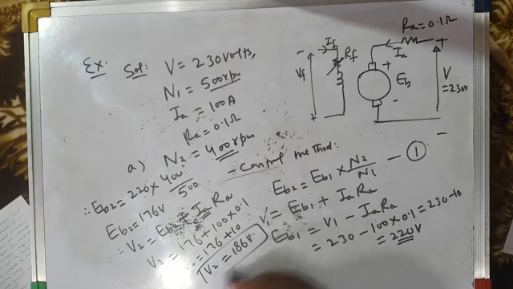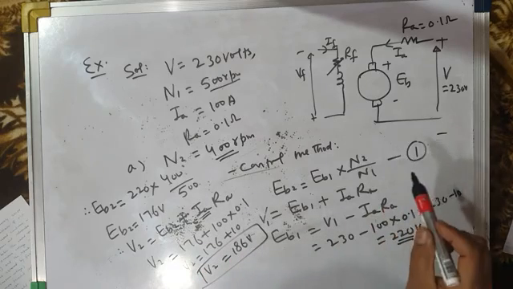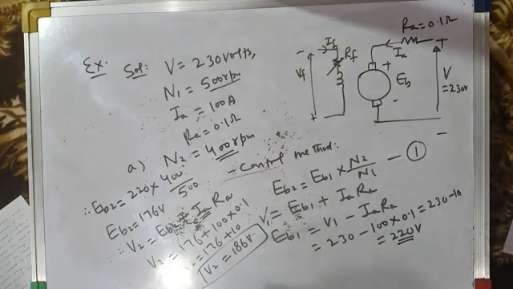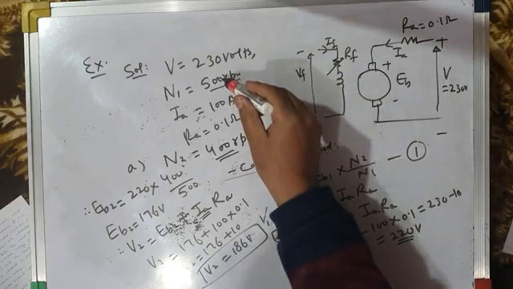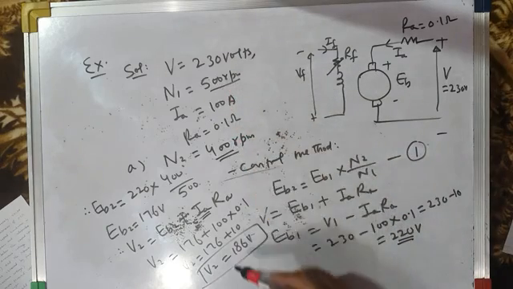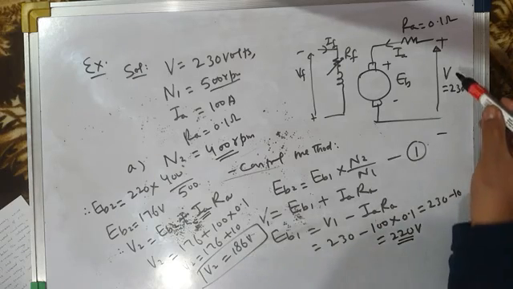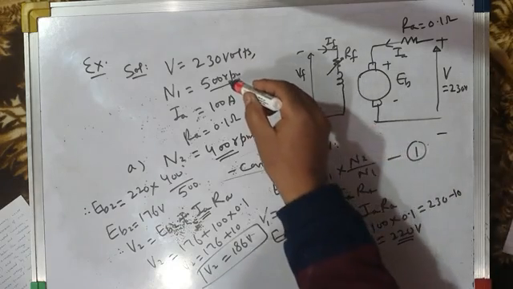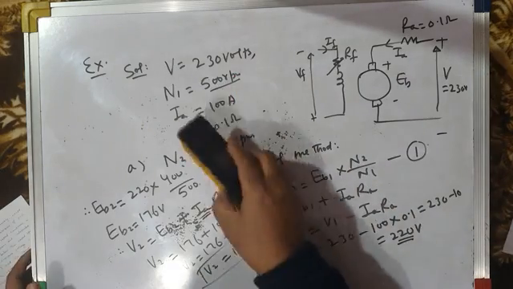That's it. This is part A. In part A, you have to find the applied voltage. At 230 volts rated voltage, the motor runs at 500 RPM. What is the applied voltage if you want to reduce the motor speed from 500 RPM to 400 RPM? The new applied voltage should be 186 volts. Therefore, if you reduce the voltage from 230 volts to 186 volts, the motor speed will reduce from 500 RPM to 400 RPM. That is about part A.